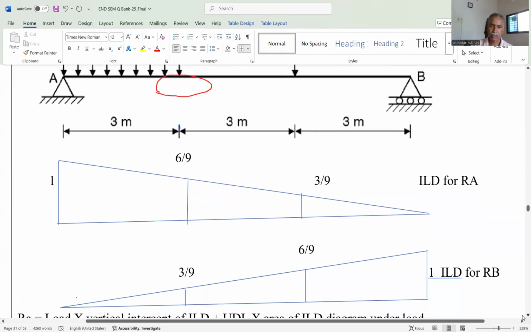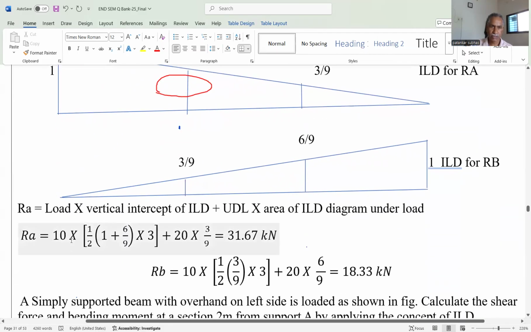So we get RA is equal to 10 kilonewton, the UDL, into half, 1 plus 6 by 9, into 3, plus 20, the point load, into 3 by 9. We get 31.67 as the reaction at support A. Just in one sentence we get the value of RA.